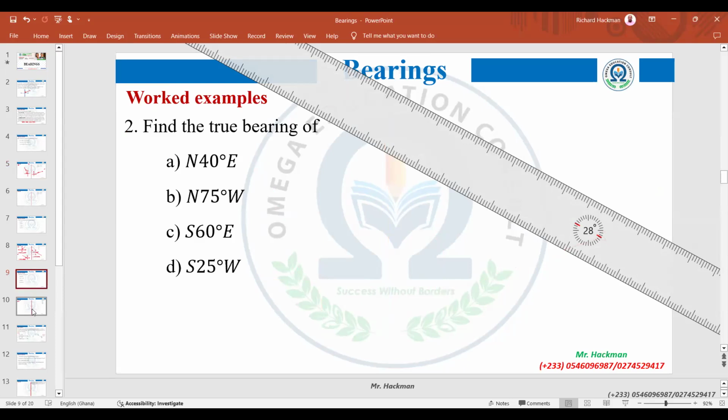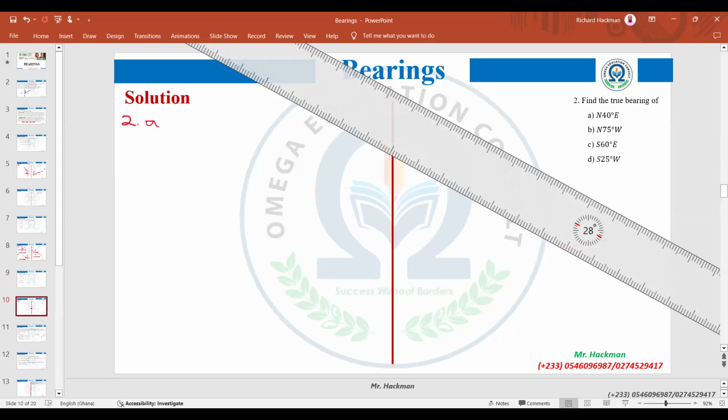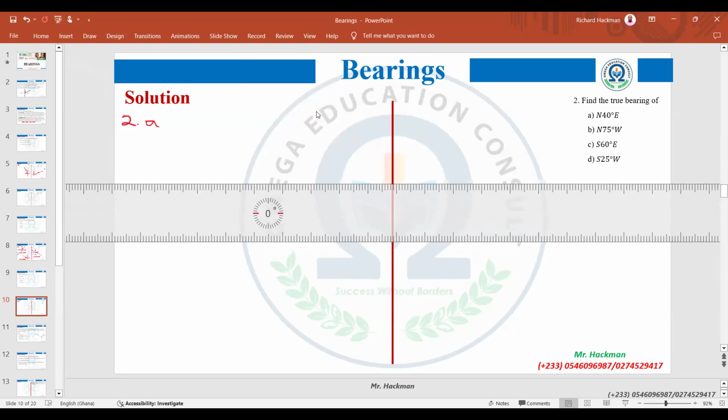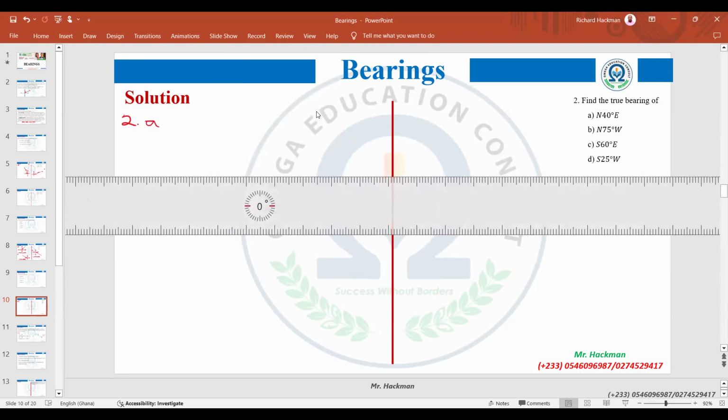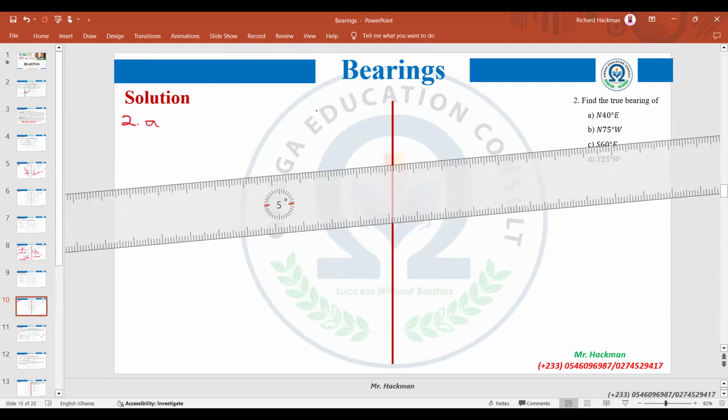So now let's come to the 2. 2A, what are we given? You've been given north 40 degrees east. So we are going to draw. North, you move towards what? East. So you should know the picture at hand.